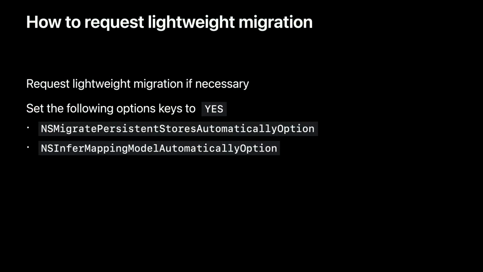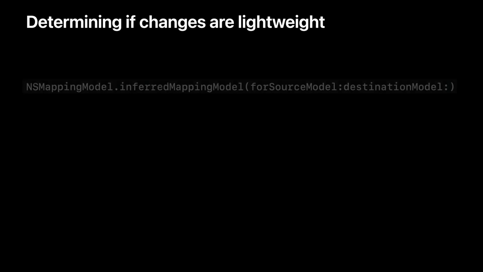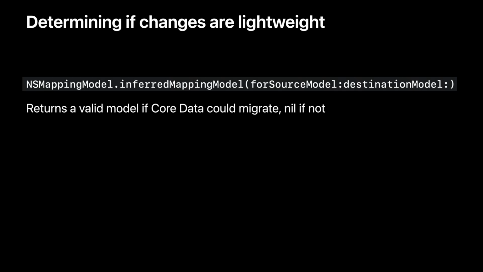Regardless of whatever API you use, the changes to your data model can be made directly in the same model that is shipping with the application. There's no need to create a new version of the model to make changes. If you want to determine in advance whether Core Data can infer the mapping model between the source and destination models without actually doing the work of migration, you can use NSMappingModel's inferredMappingModel method. The method returns the inferred model if Core Data was able to create it. Otherwise, it returns nil.